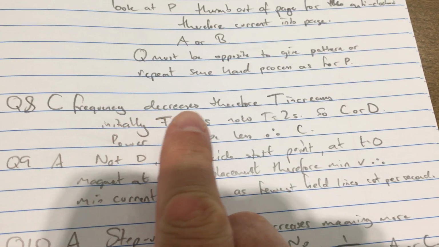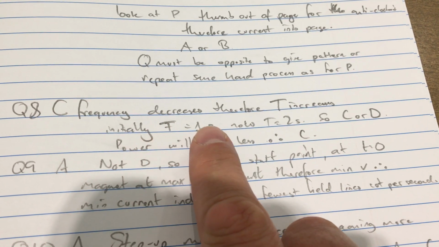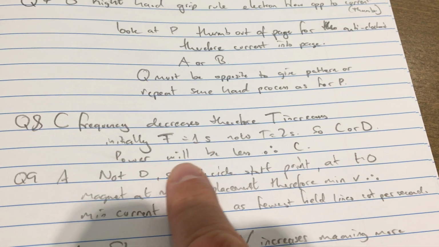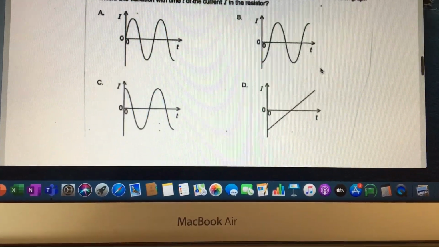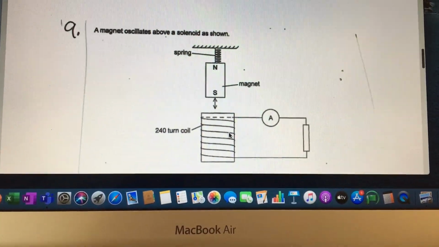Frequency decreases, therefore T increases. Initially T is 1 second, so now it's got to be more, which was 2, so C or D. Power will be less, therefore C. Question number 9.